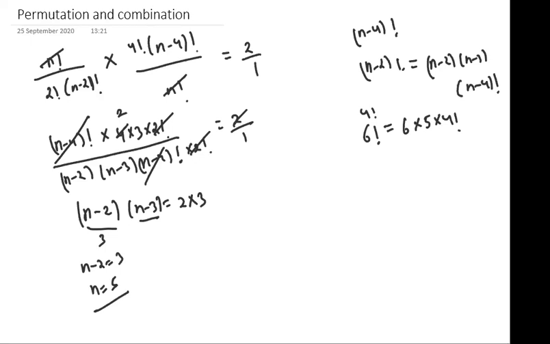Got it, everyone? Everyone got this? How to solve these kinds of problems? Yes or no? So n was 5. Okay, very good, everyone.